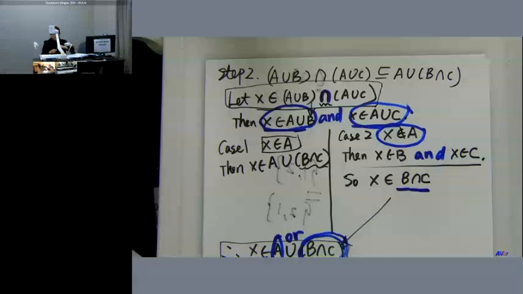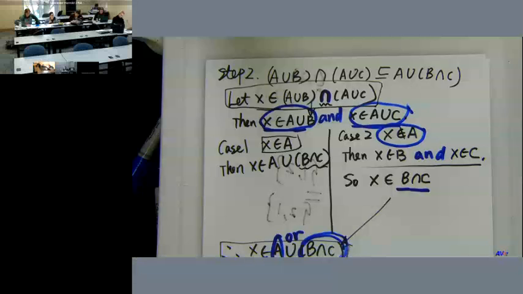Okay. So as you can see, everything I write down is pretty much changing words to symbols or symbols back to words. Definition of union, definition of intersection. Okay. All right. Any question?